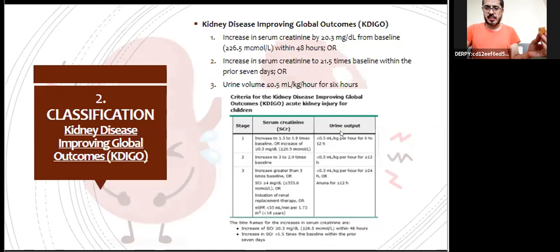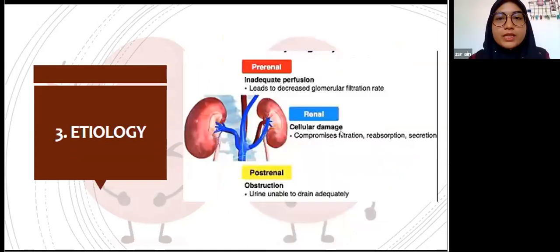Okay, next is etiology or causes of AKI, which can be divided into three, mainly pre-renal, renal or intrinsic, and also post-renal. So it's easier to understand. Basically, pre-renal is mostly AKI due to inadequate perfusion, while renal is due to direct damage to the renal parenchyma itself, and post-renal is mostly due to obstruction.